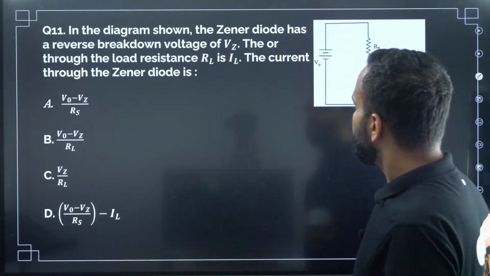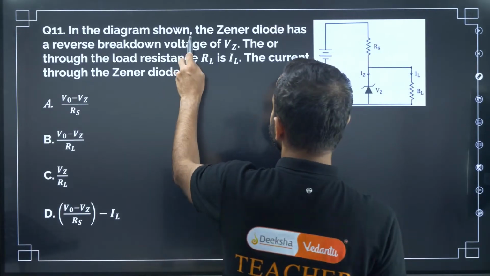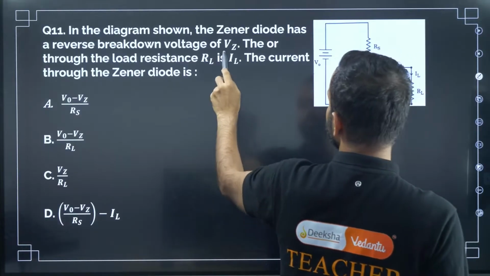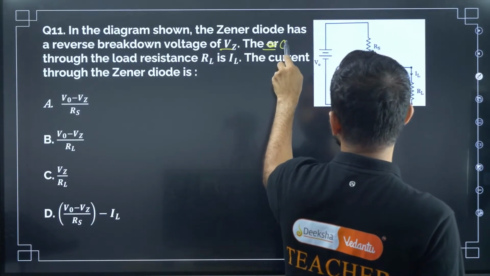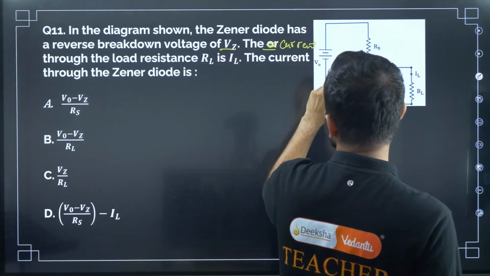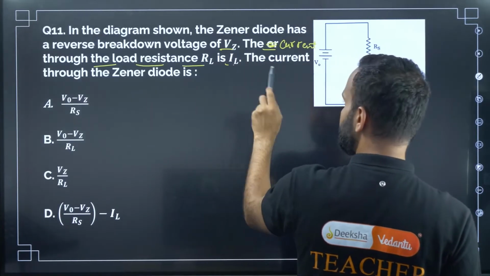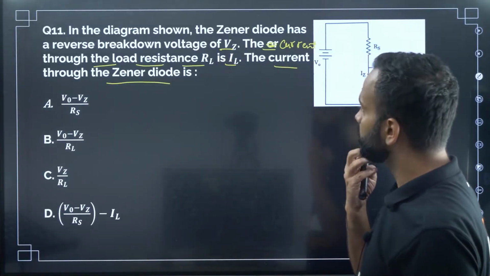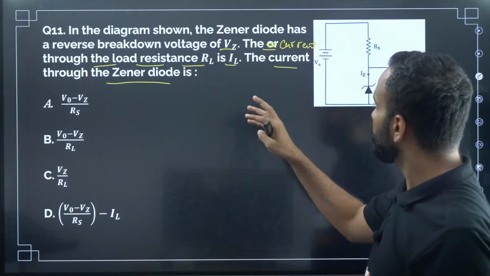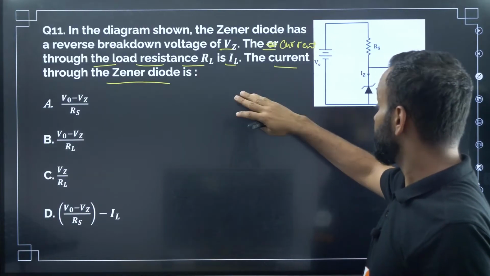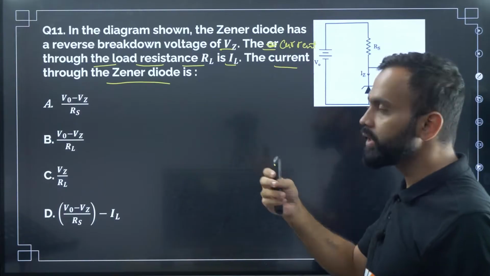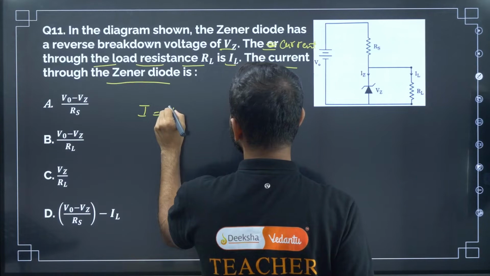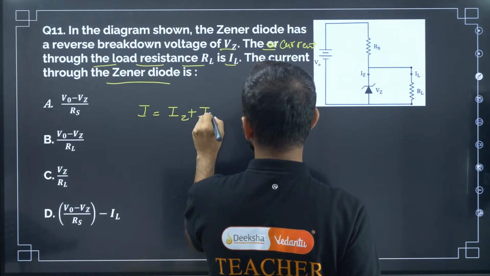Next question, question number 11. In the diagram shown, the Zener diode has a reverse breakdown voltage Vz. The current through the load resistance RL is IL. The current through the Zener diode is Iz. So what is the total current? The total current is equal to Iz plus IL, right?